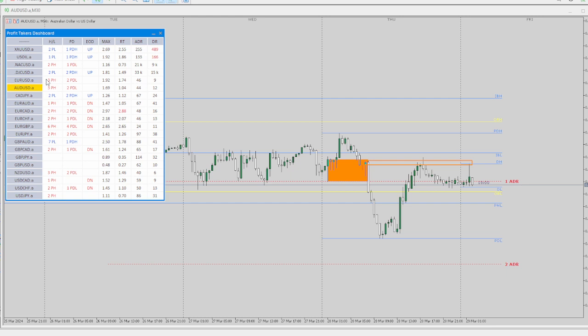So, let me go over some of the things you can use the profit takers dashboard to identify these 3-day trades. Today, it's already Friday in the trading world, but technically it's still Thursday evening for me right now. The markets have already changed hands. It's already the next trading day.